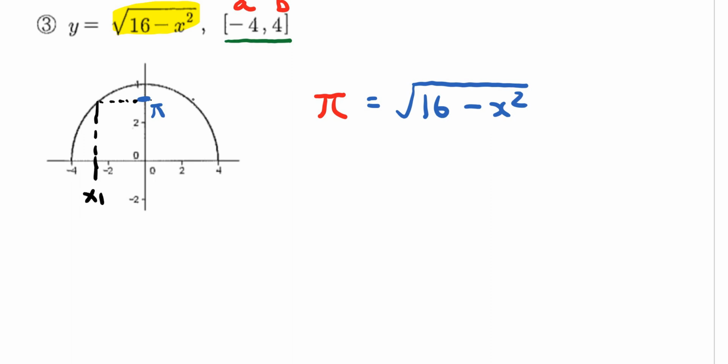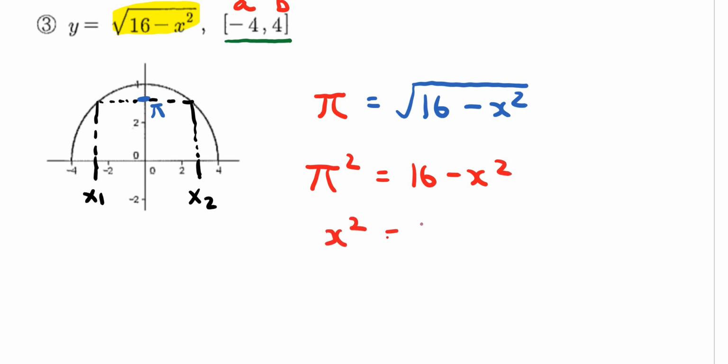Here's x1, and here's x2. There are 2 x values that have the average value of pi. And we just need to solve for this equation here. Okay, so if I square both sides, I get pi squared equals 16 minus x squared. If I bring the x squared over, I get x squared equals 16 minus pi squared. And then I take the square root of both sides.